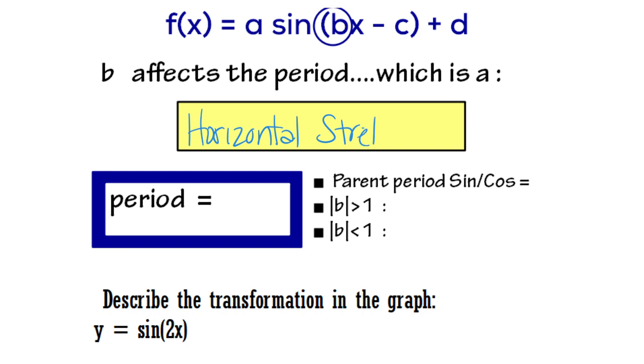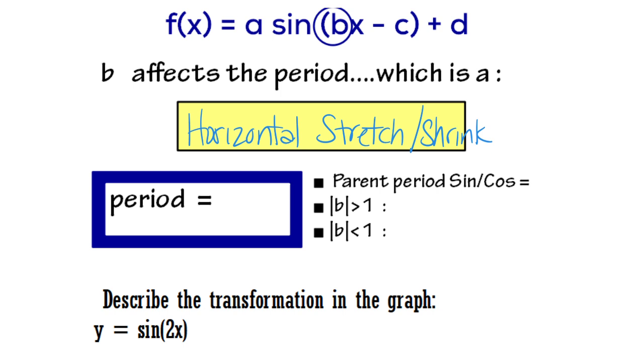You can use the word compression if you prefer. Now, if it's a horizontal stretch and shrink, what it's doing is it's changing your period. So that period, if you shrink it, it's not going to end up being 2 pi anymore. Or if you stretch it, it's going to be longer than 2 pi.